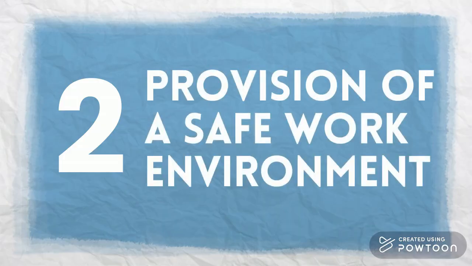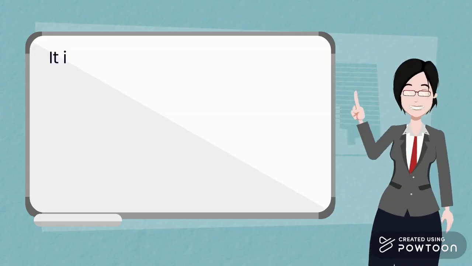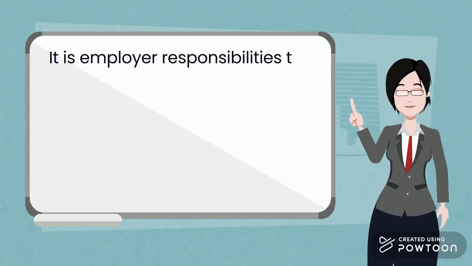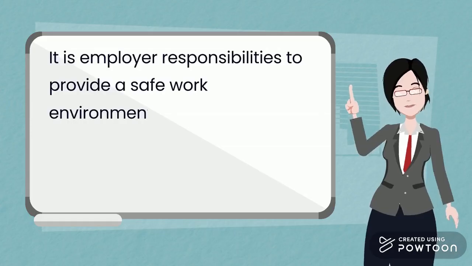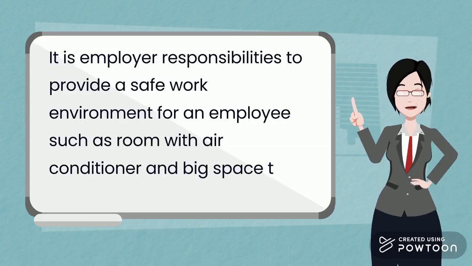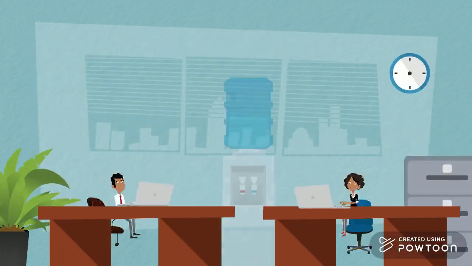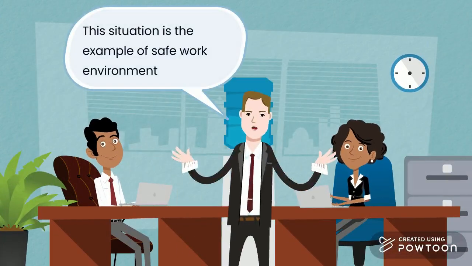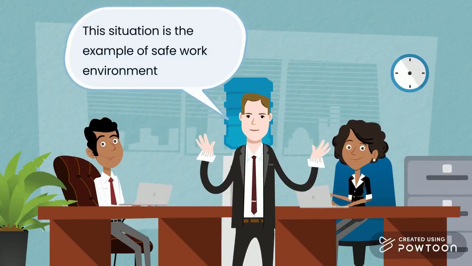2. Provision of a safe work environment. Under provision of a safe work environment, it is employer responsibilities to provide a safe work environment for an employee, such as room with air conditioner and big space to the employee. This situation is the example of safe work environment.